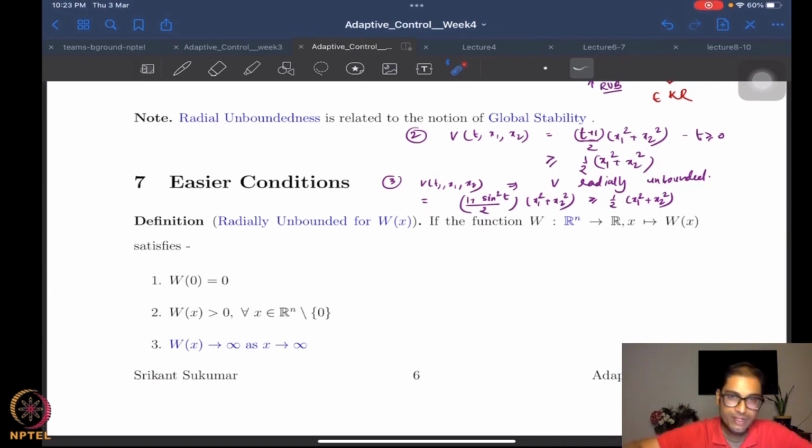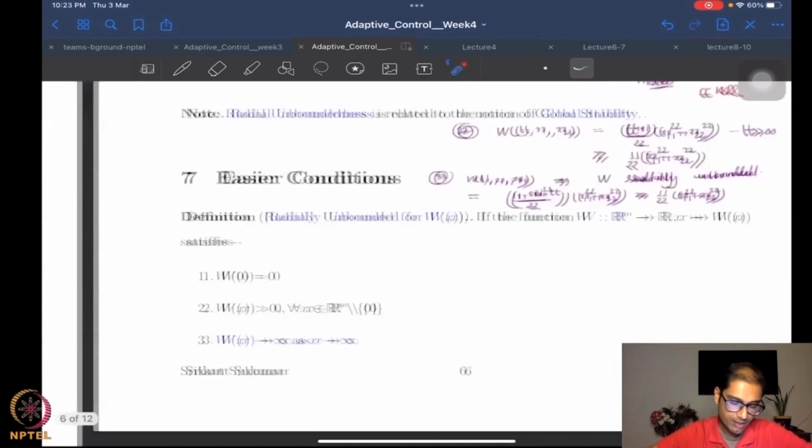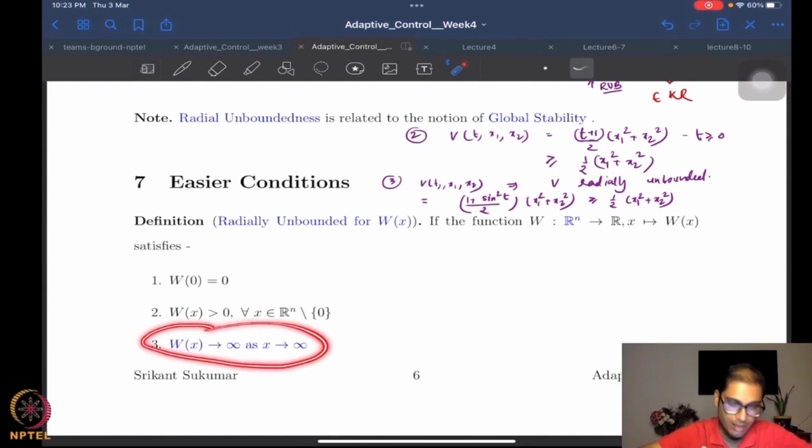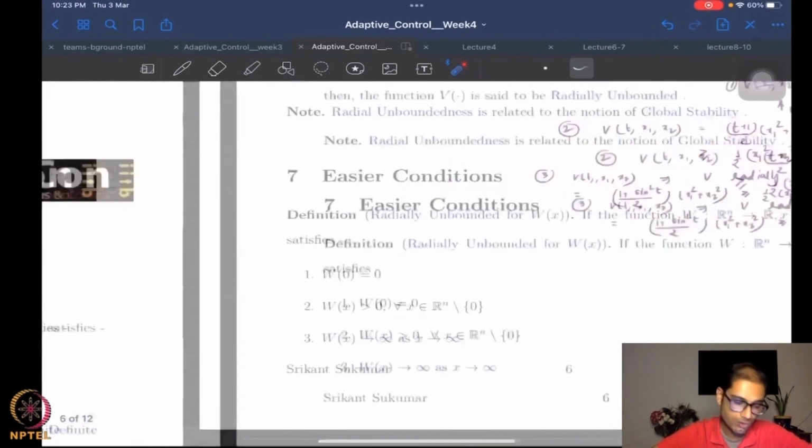So what is the difference? First of all, let's see what the difference is from the easier condition for positive definiteness. Let's keep this in mind. Remember that this third condition did not even exist for positive definiteness. There was no requirement for the function to go to infinity at all. So this third condition is completely distinct, and we are not going to discuss it. Let's look at the first two conditions only.